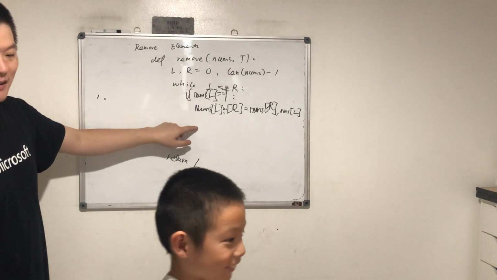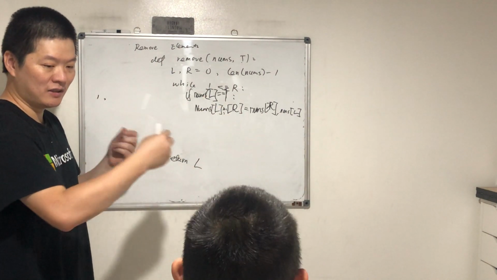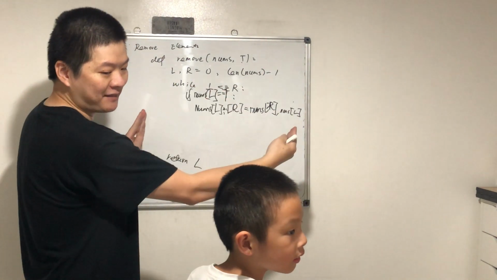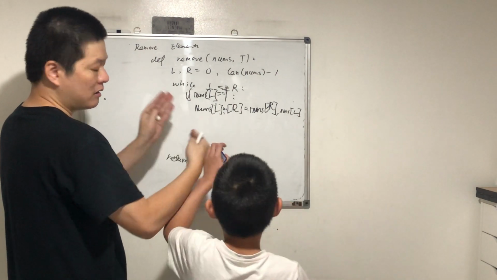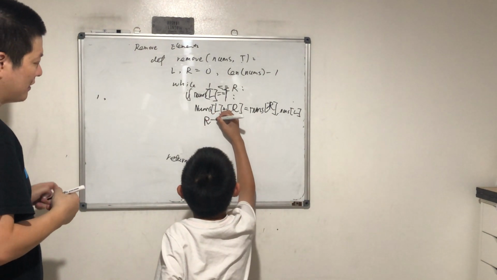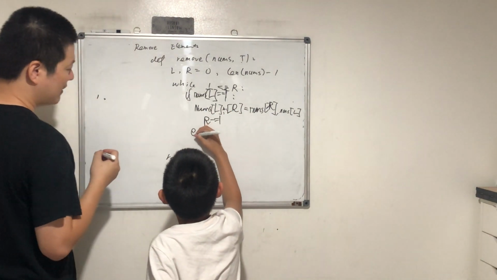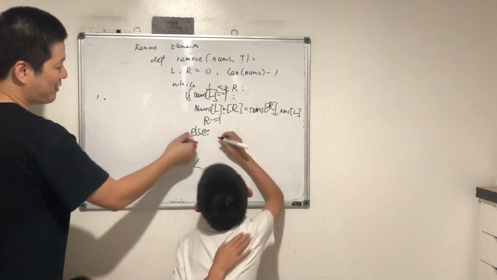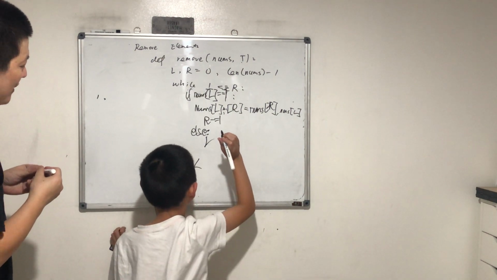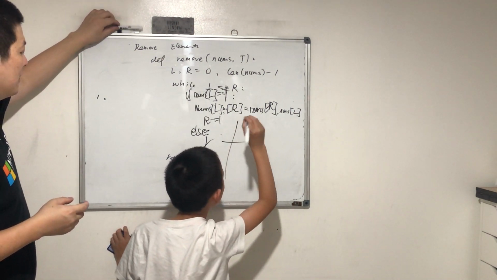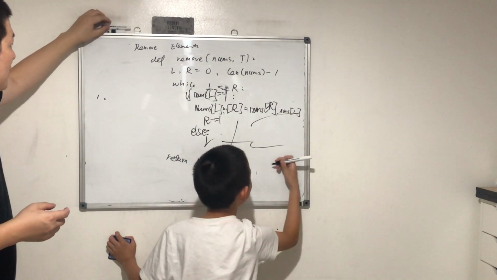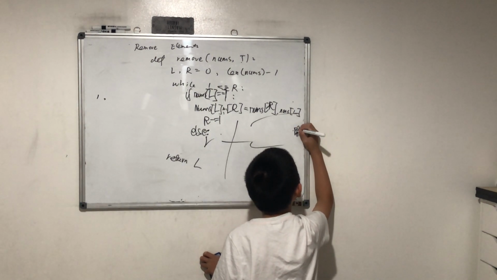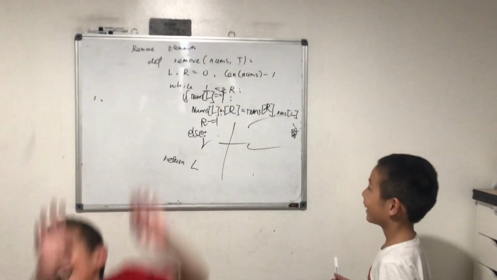After this, what happens? What happens if you swap the left to the end? Wait, it is R minus equals 1, L plus equals 1, and then return L. Else, only what? L plus equals 1. Okay, that's it for today. Good job.